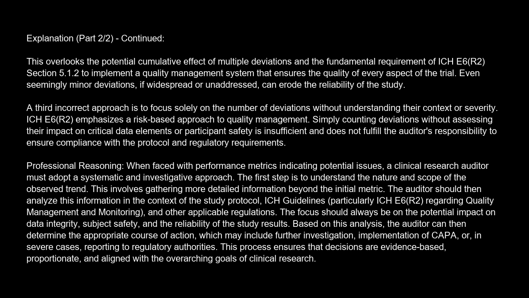The first step is to understand the nature and scope of the observed trend. This involves gathering more detailed information beyond the initial metric. The auditor should then analyze this information in the context of the study protocol, ICH guidelines, particularly ICH E6 R2, regarding quality management and monitoring and other applicable regulations.